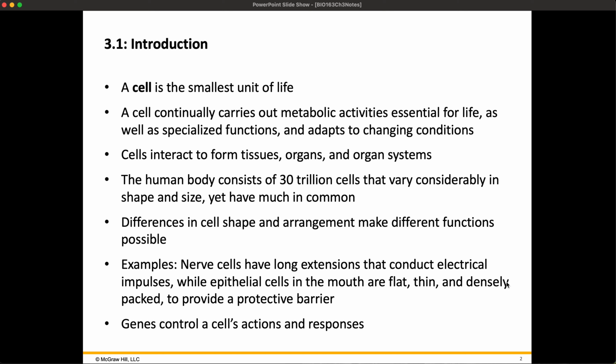There are about 30 trillion cells. We have a whole lot of them. They have different sizes, different shapes, and we'll see that they share some characteristics and then some are very unique to those areas that they serve. This allows them to have a lot of different functions and arrangements. The genes within a cell control a cell's actions and responses. Every cell has all of the same DNA, but there are different areas of that DNA called genes that are going to be particularly active in a liver cell versus a kidney cell versus a skin cell.